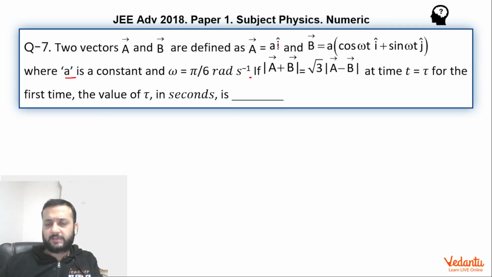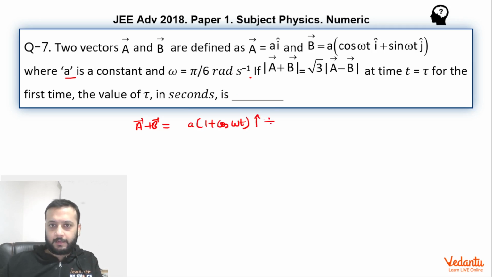So if you see, A is a vector whose magnitude is constant and B is also a vector whose magnitude is constant, and both of them have the same magnitude. So if we apply the condition given over here, A plus B will actually be A into (1 plus cos omega t) i cap plus A sin omega t j cap, right? And similarly, A minus B will be A into (1 minus cos omega t) i cap minus A sin omega t j cap.